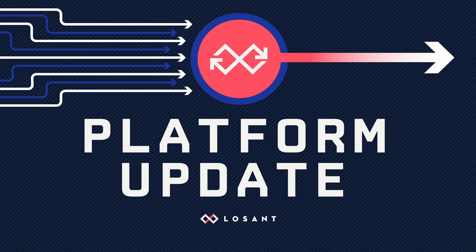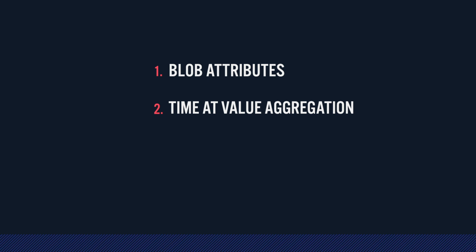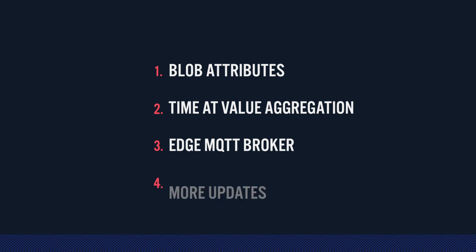Today's updates are super exciting. We have a new attribute called Blob that lets you store images in Losant, a new aggregation to answer new questions about your data, and we put an MQTT broker on the Edge agent to give you more power down at the edge. Let's dive in.